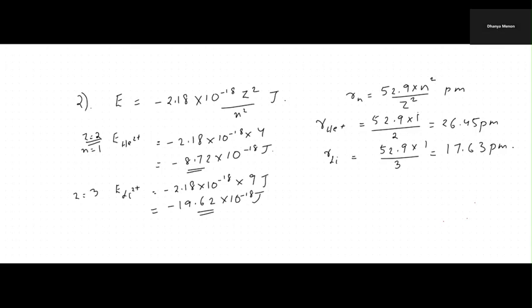Okay, so this formula you will use when it is in pm. And when it is in Angstrom, you have to use the value of 0.529. Okay, so these are the values. They gave this as a multiple choice question, and these were the values you got. Okay.